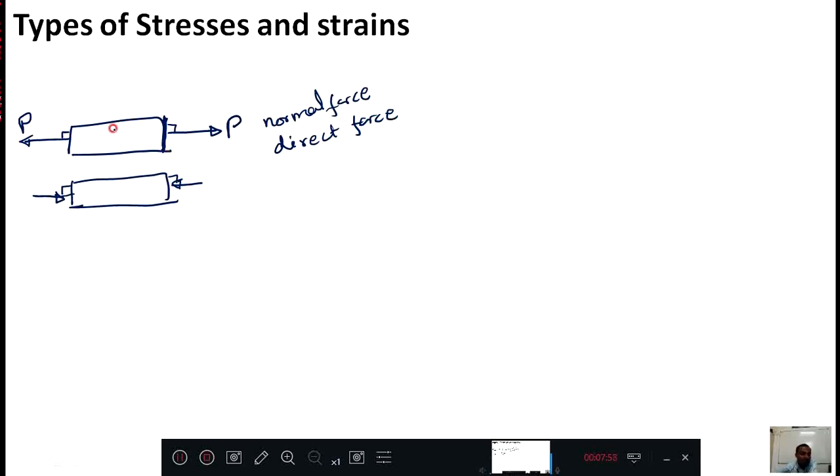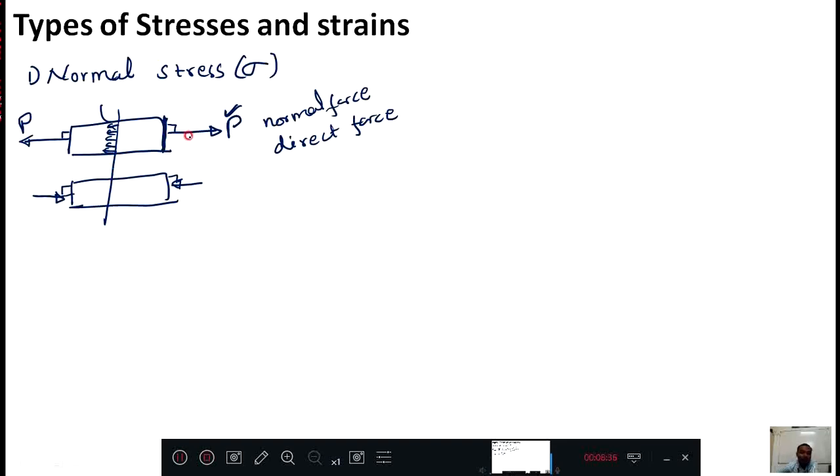Then the resistance that is offered inside, if I check, will be perpendicular to the cross sectional area only, or in the same direction as that normal force, that is the external force. External force is perpendicular to the surface, then the resistance offered inside is also perpendicular to the surface. Therefore this stress we will call the first type of stress, that is the normal stress. Normal stress is denoted by sigma.